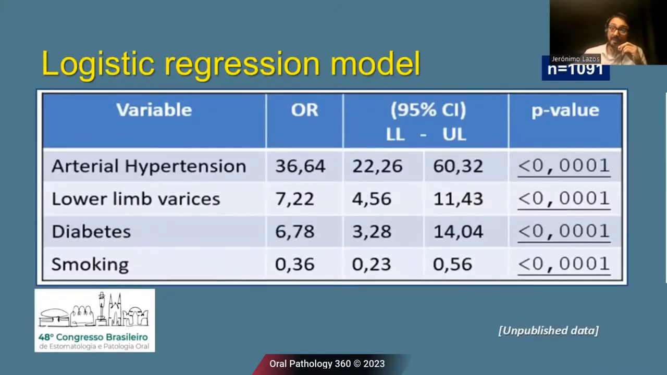So in the same study, when the logistic regression model was made, the association between oral varicosities and arterial hypertension was maintained, and its statistical significance was good, even when that relationship was adjusted for age and sex, having an odds ratio of 36.64, which is a lot, which verifies the importance of such a relationship, emphasizing the potential role of oral varicosities as a potential indicator of both high blood pressure and arterial hypertension.